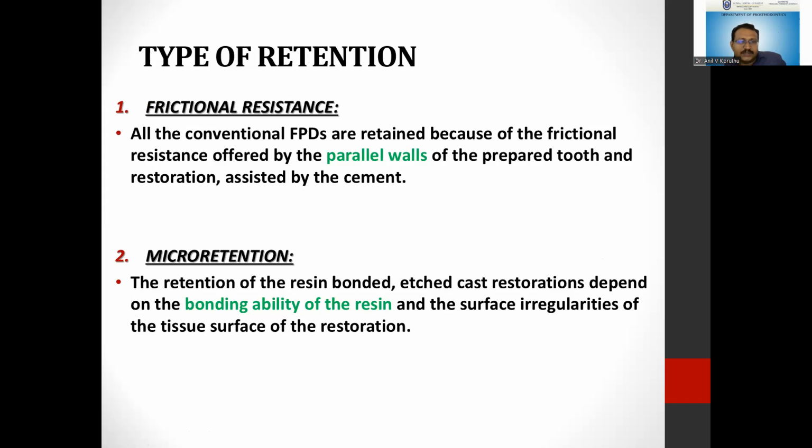So the types of retention all derive from the type of preparation that you do. All the conventional FPDs are retained because of the frictional resistance offered by the parallel walls of the prepared tooth, and the restoration is assisted by the cement. The micro retention of the resin restoration depends on the bonding ability of the resin and the surface regularity of the tissue surface of the restoration.